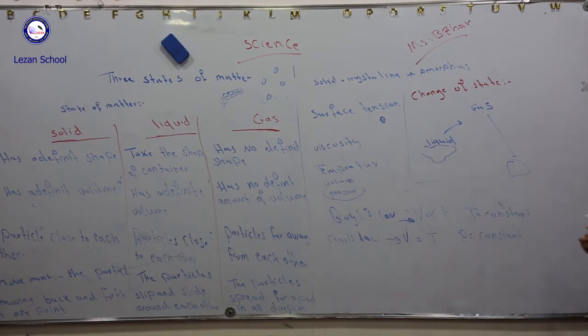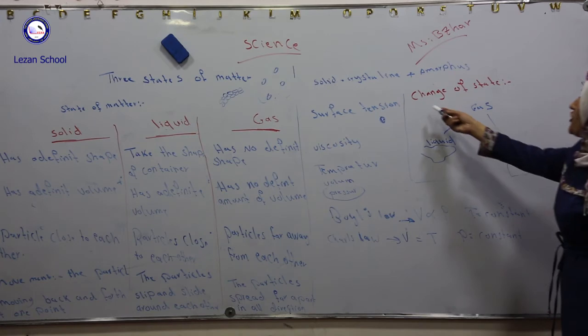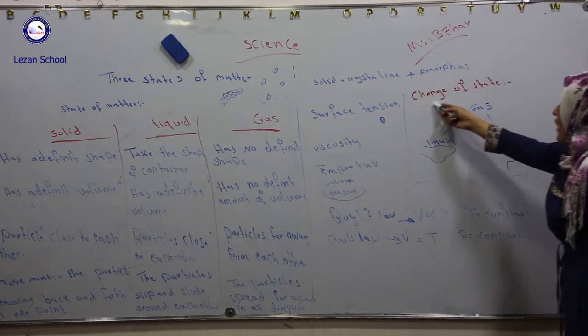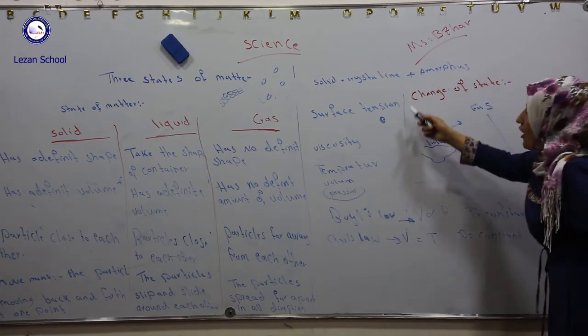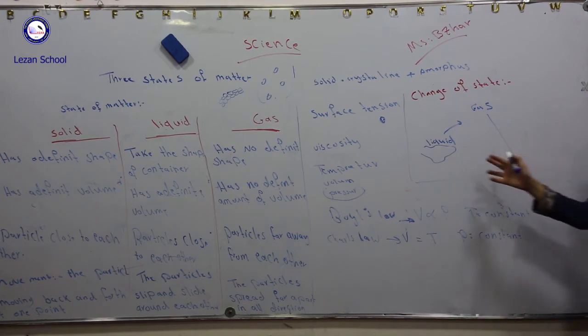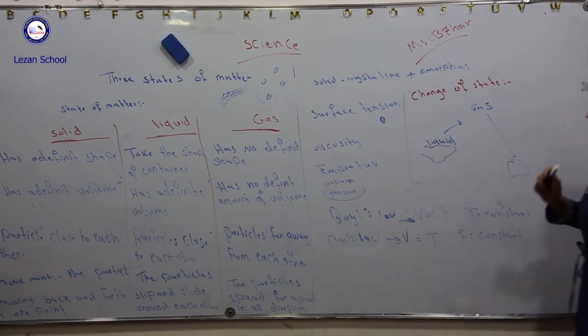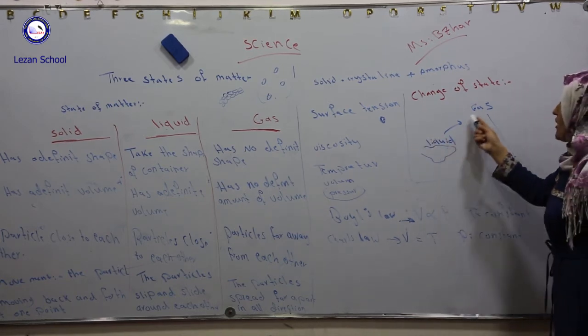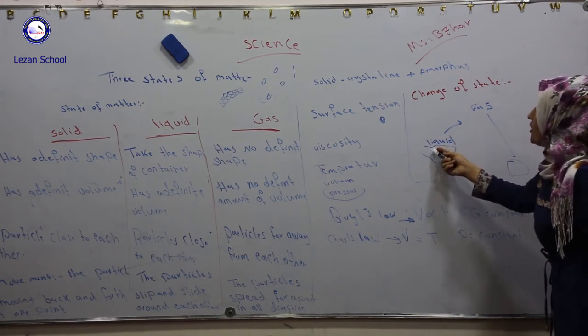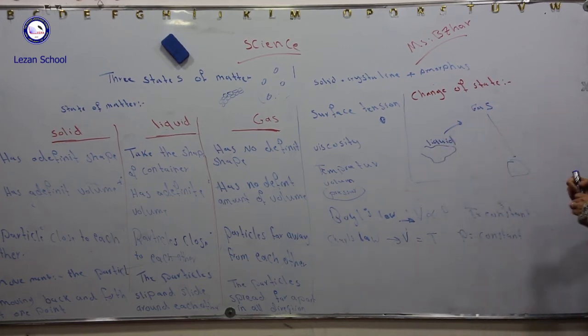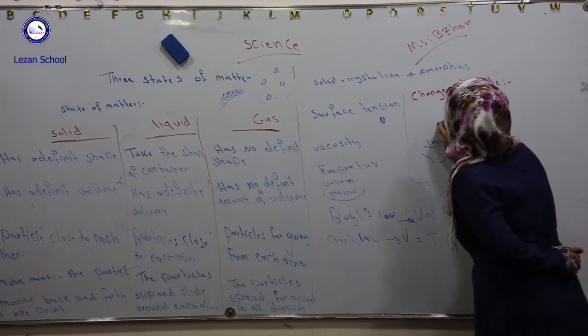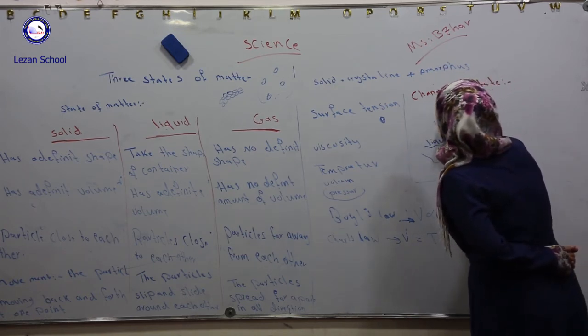Okay? So after that, we have change of state. Now, I'm going to explain how the state will change. For example, we have a liquid, water. When the water changes to gas, it is called what? Evaporation.